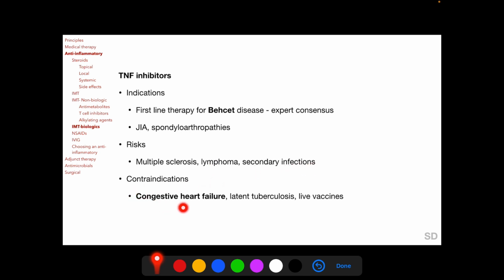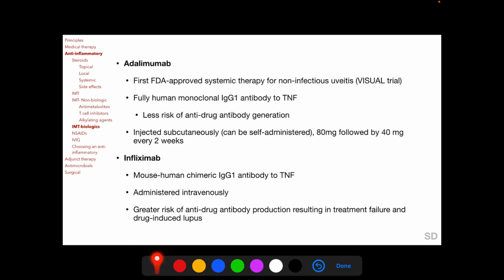Congestive heart failure is an important contraindication to TNF inhibitor therapy, and other contraindications include latent tuberculosis and recent administration of live vaccines. And adalimumab is the first FDA-approved systemic therapy for non-infectious uveitis, and its efficacy was demonstrated in the VISUAL trial. Adalimumab, in contrast to Infliximab, is a fully human monoclonal IgG1 antibody to TNF with a lesser risk of anti-drug antibody production, and it is injected subcutaneously and can be self-administered like insulin, and the initial dose is 80 mg followed by 40 mg every 2 weeks.